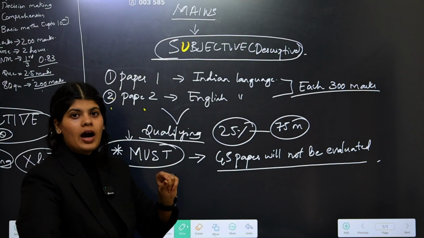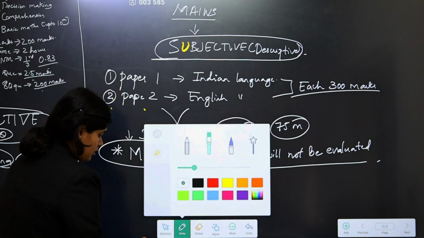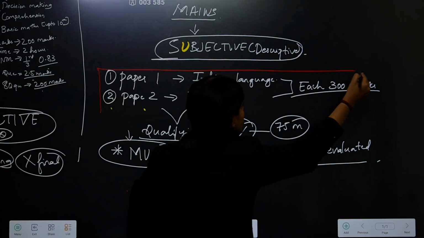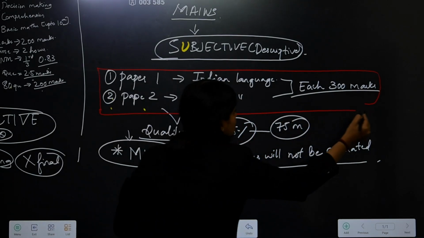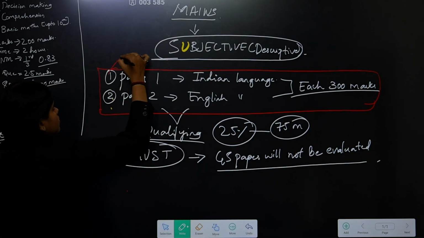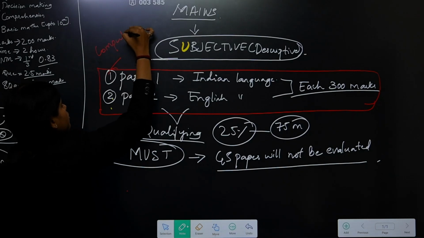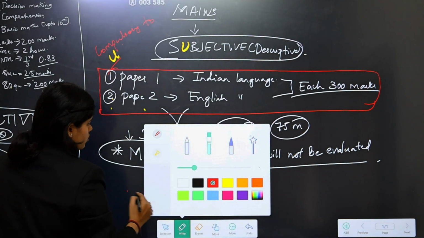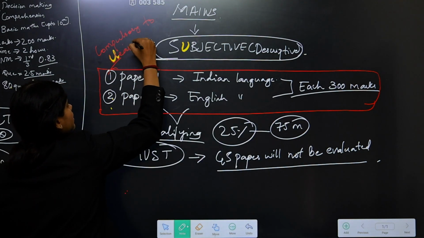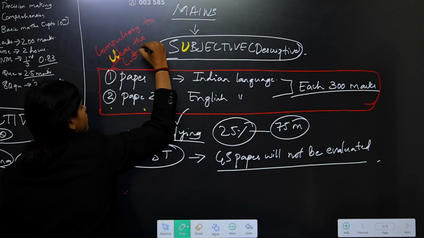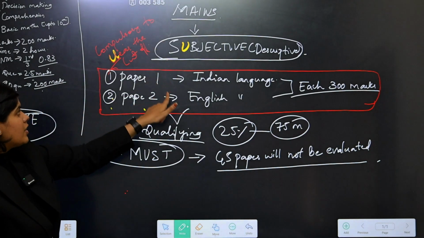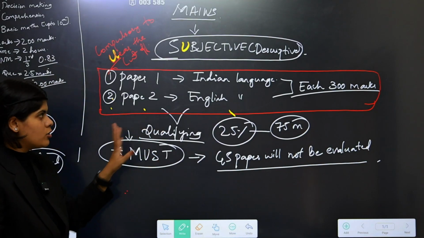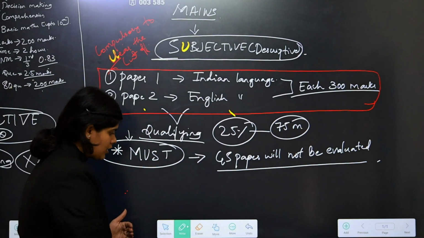So these papers are compulsory. It's compulsory to clear this cutoff. After you clear this cutoff, that is when your other papers will be evaluated. This is how it starts. I think this is clear. Now let's move on. What are your other papers?